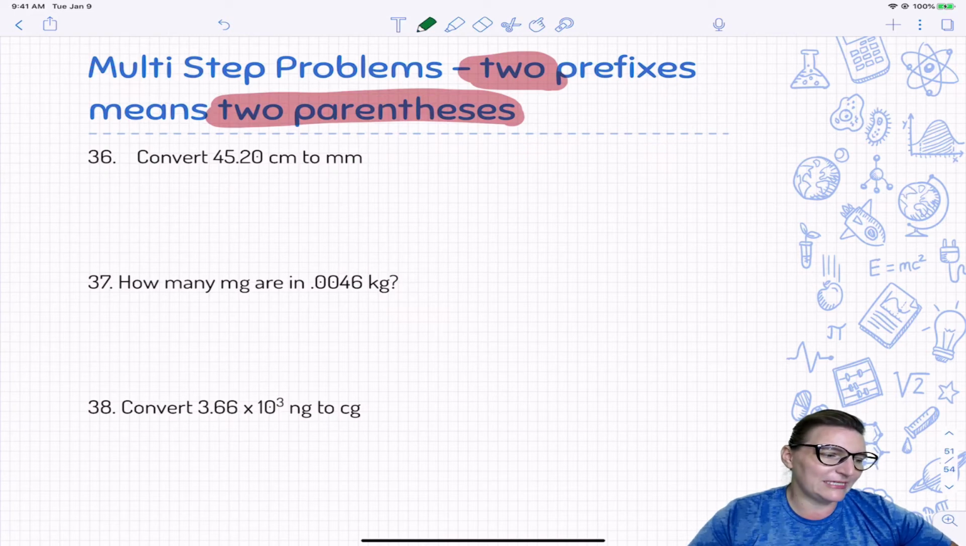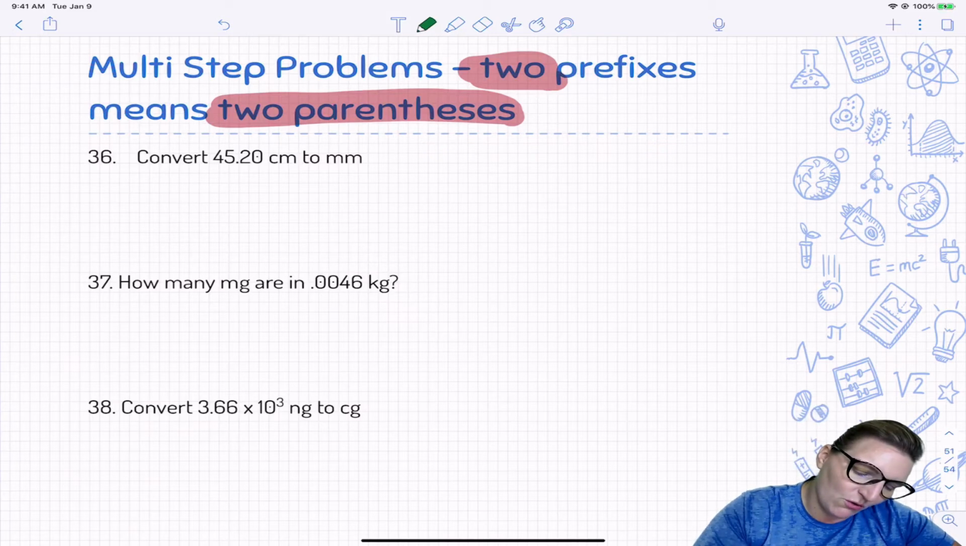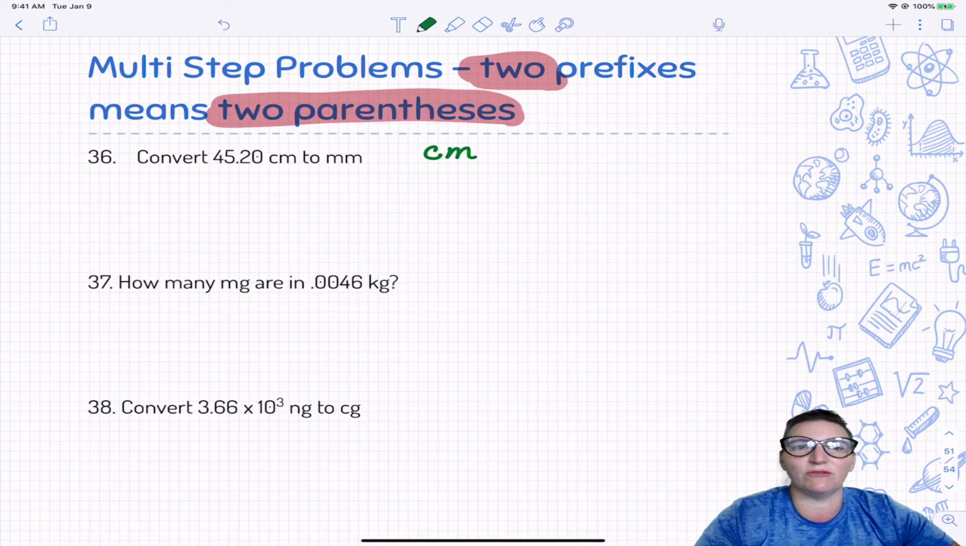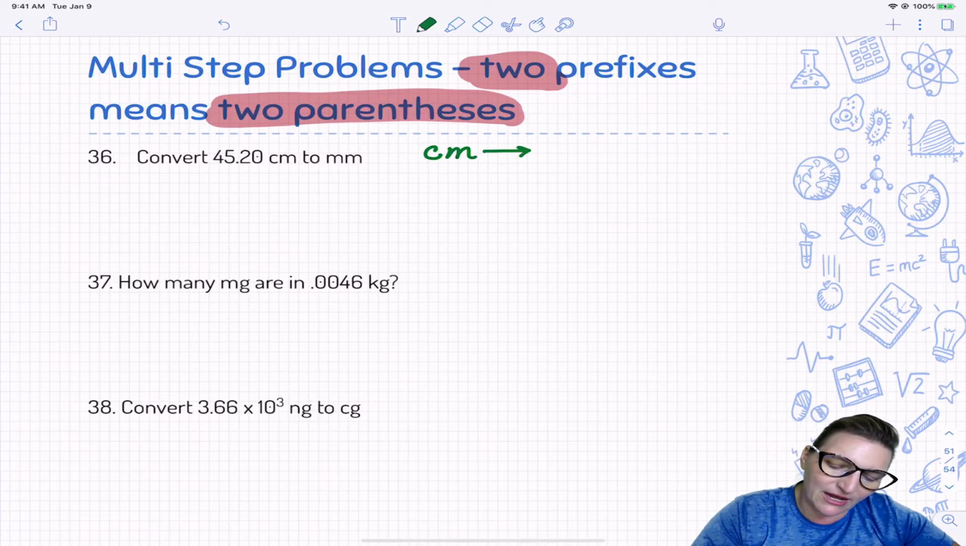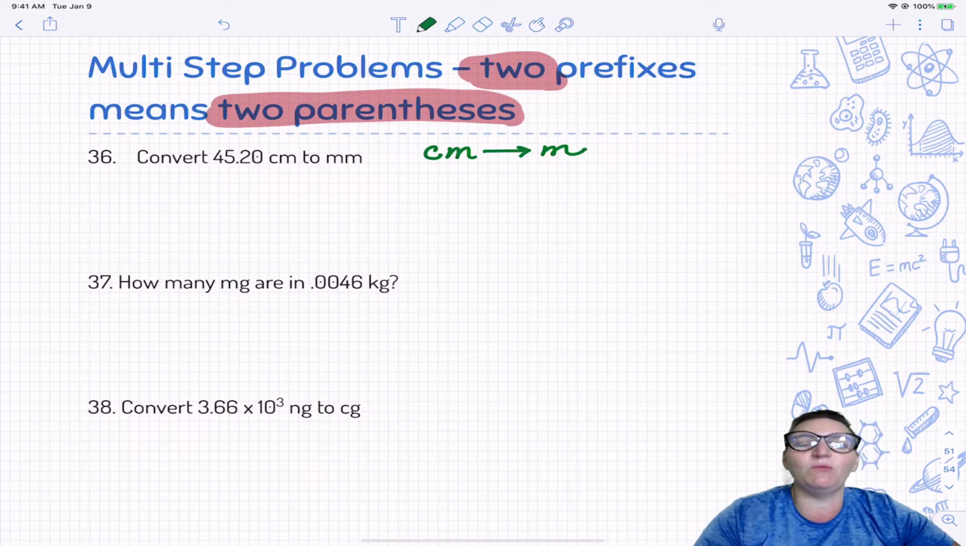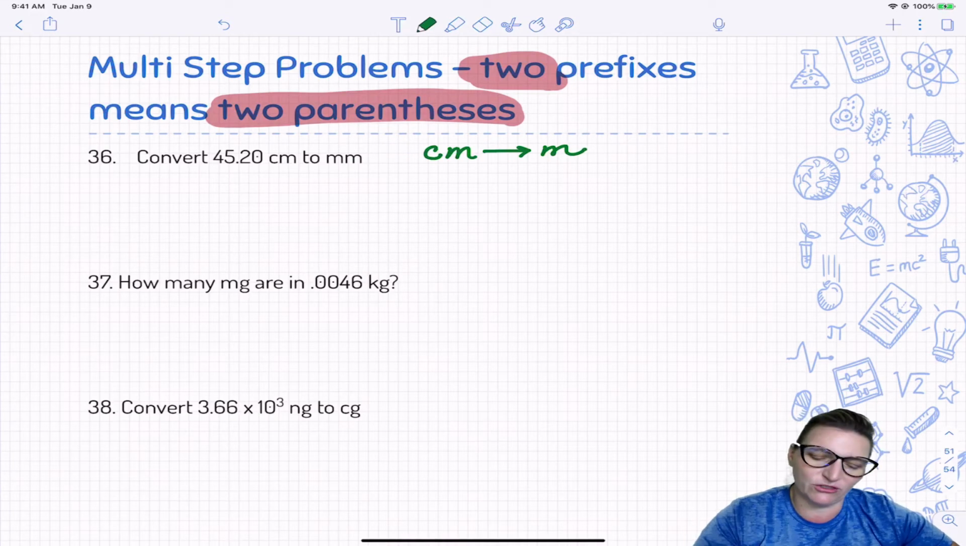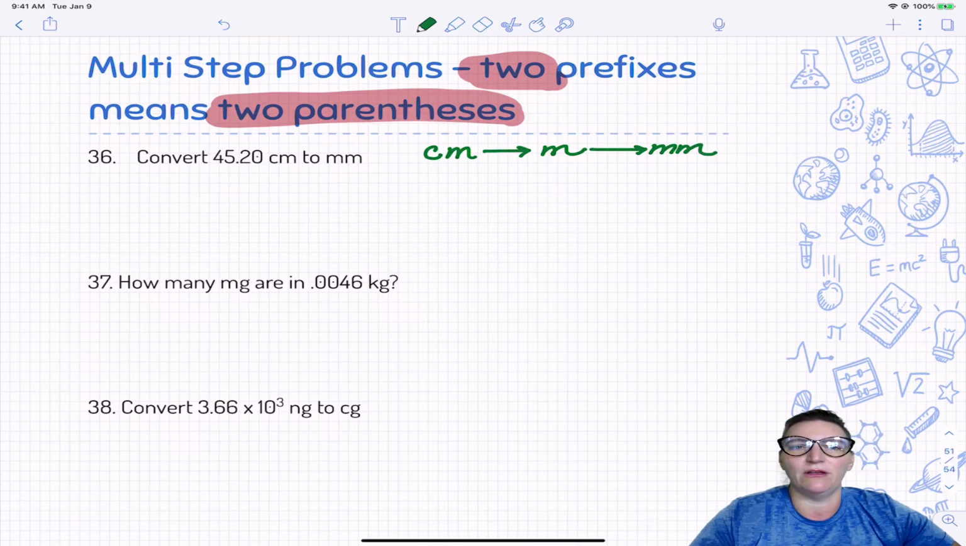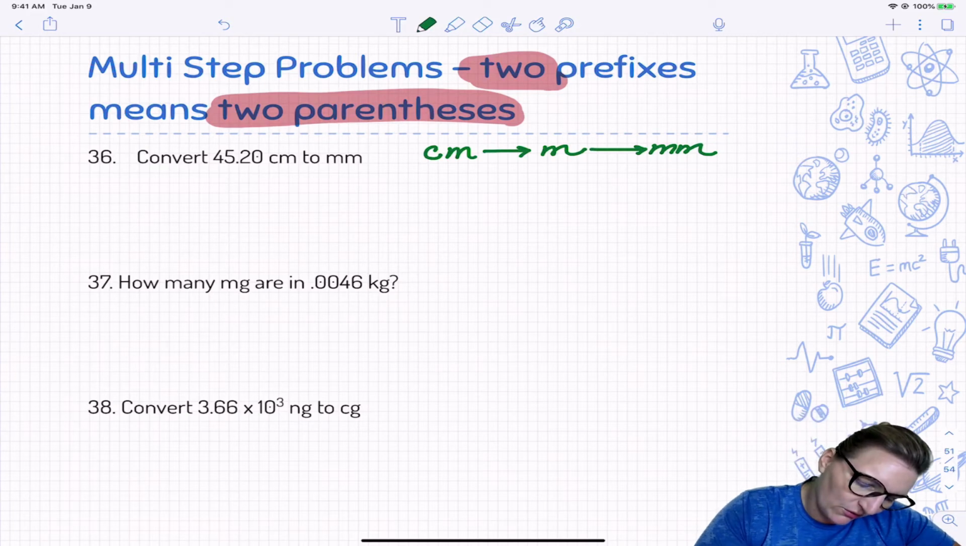So number 36 says convert 45.20 centimeters to millimeters. So instead of learning how many millimeters are in a centimeter, I think of this as going from centimeters to meters because I know that conversion factor, and then from meters to millimeters. And so think of each one of those arrows as being one conversion, one set of parentheses.